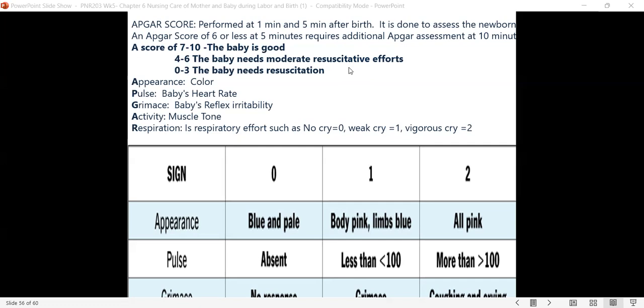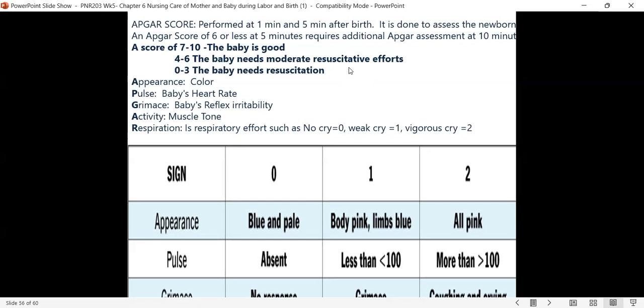And so if he doesn't cry, then you're giving him a 0. If he has a weak cry, he's trying, you give him a 1. And he has a nice vigorous cry, you give him a 2. Isn't that great? Okay. So I usually try to get them stimulated and flick the little feet, and they usually get a little irritated when I do that, which is good.